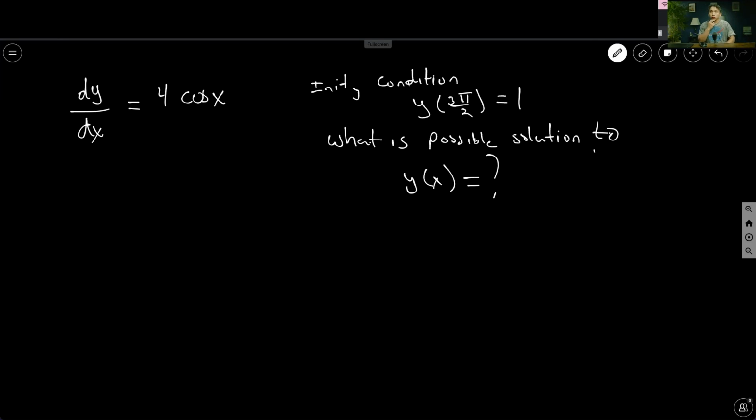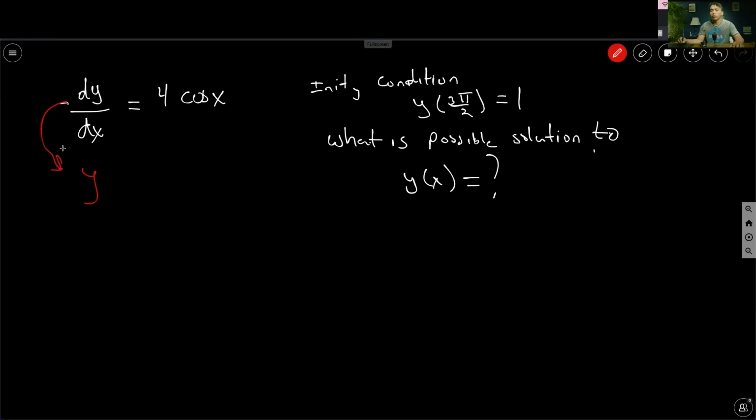So for this question, we're given dy/dx is equal to 4 times the cosine of x. And we're given the initial condition, y of 3π/2 is equal to 1. And they want to know what is the possible solution to y of x, or the general form. So basically, we need to turn dy/dx into just y. So we need to convert this into just the y form.